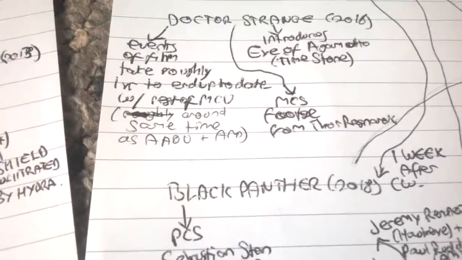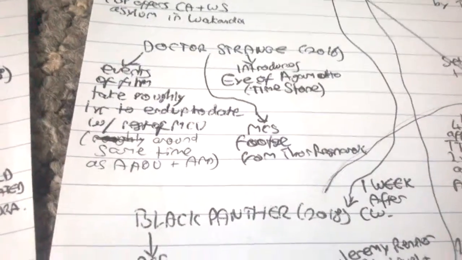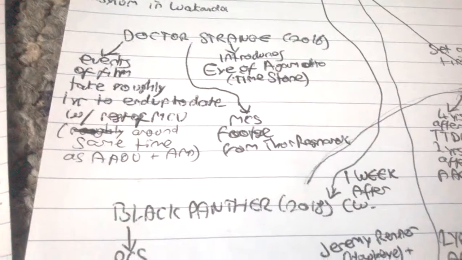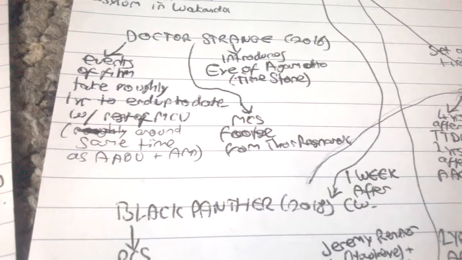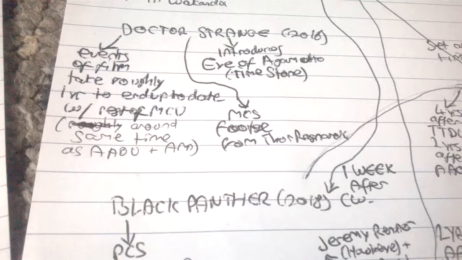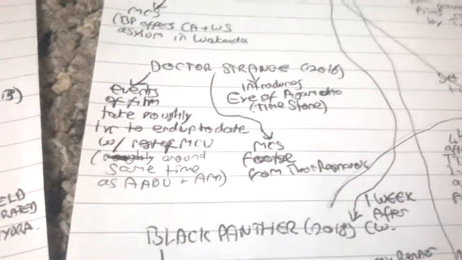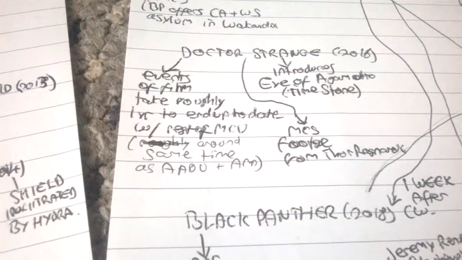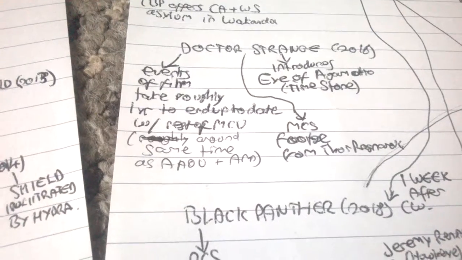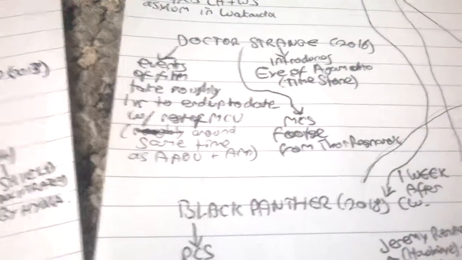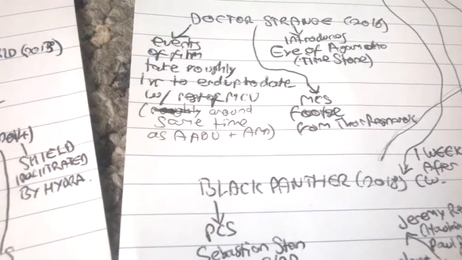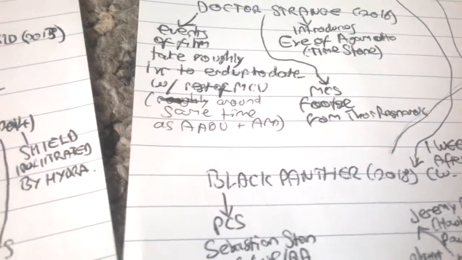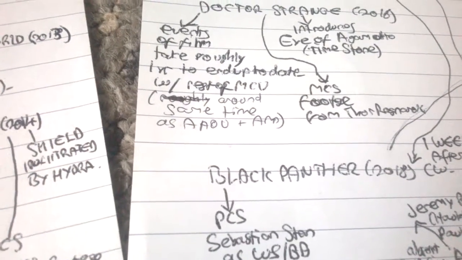Doctor Strange, released in 2016, introduces the Eye of Agamotto, which is the Time Stone. There's a mid-credit scene, which is footage from Thor: Ragnarok, when Loki and Thor meet Doctor Strange. The events of the film take roughly a year to end up to date with the rest of the universe, so it's kind of set around the same time as Age of Ultron and Ant-Man.